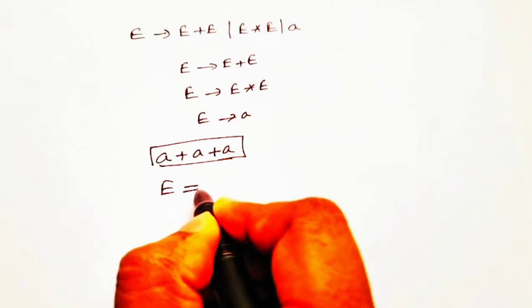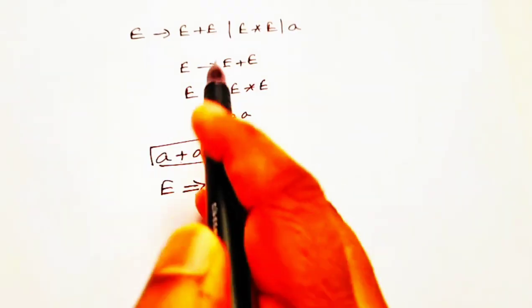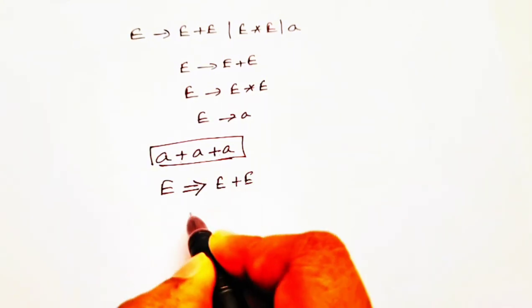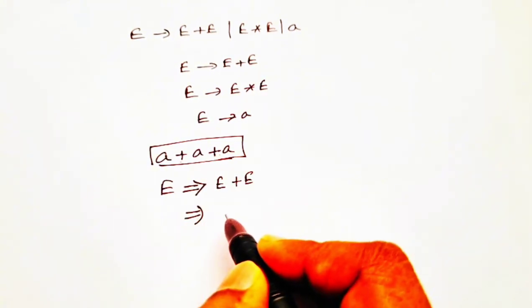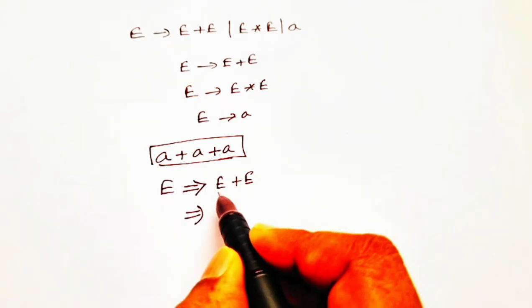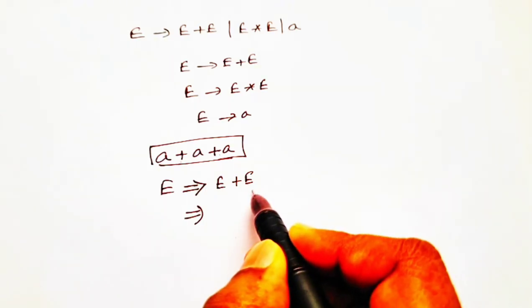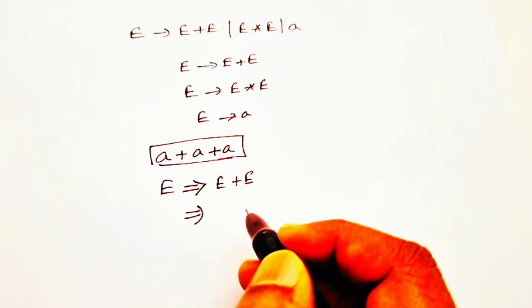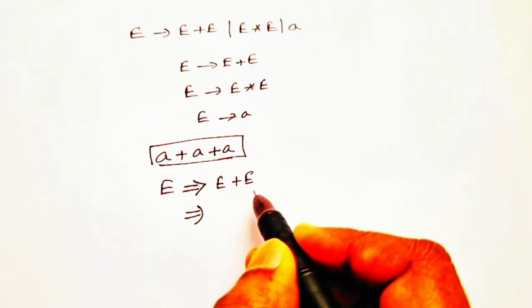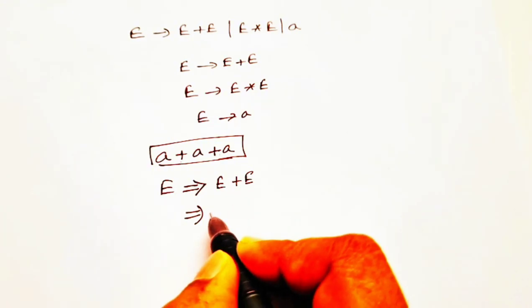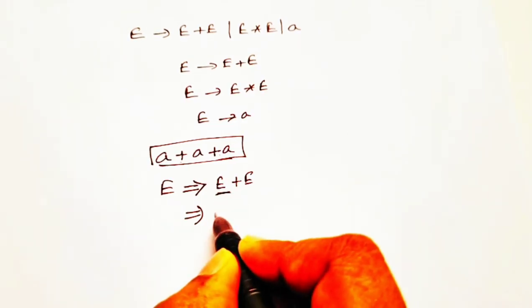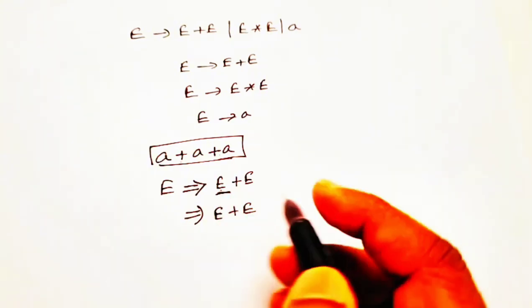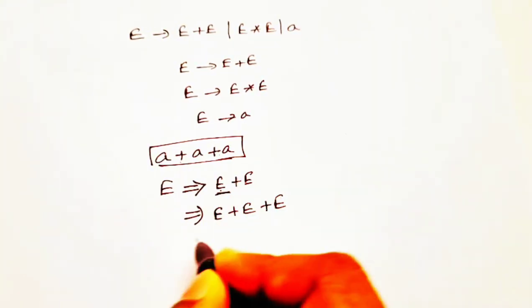I will start with the start symbol. If you want to get plus, which one you have to choose? E plus E. Now, I can either replace this E or this E. I am doing normal derivation. I am not particular about leftmost or rightmost. You can replace this E or this E for normal derivation. I am replacing this with again E plus E, as I want to get 2 pluses.